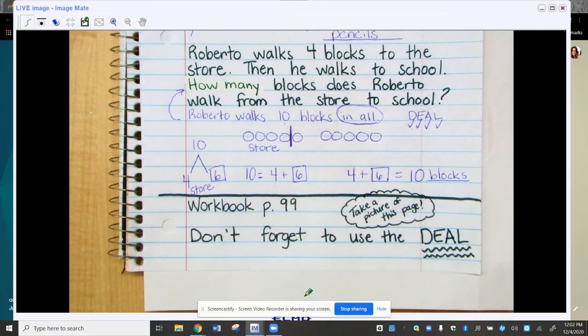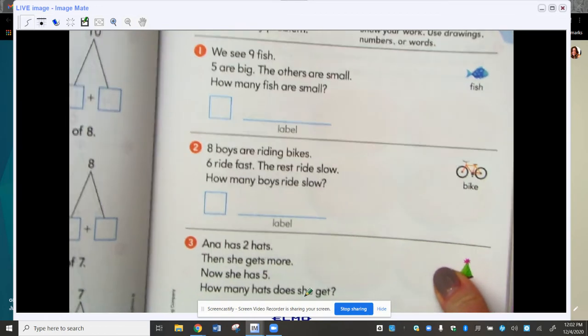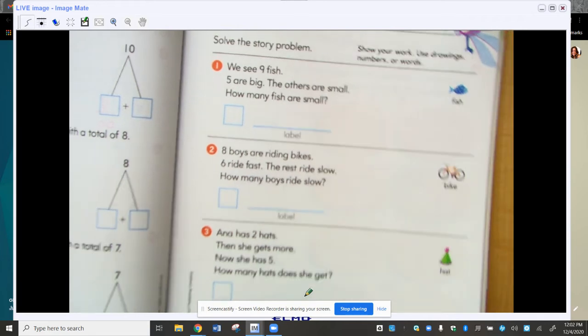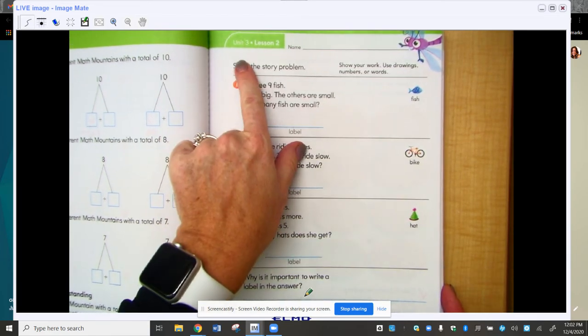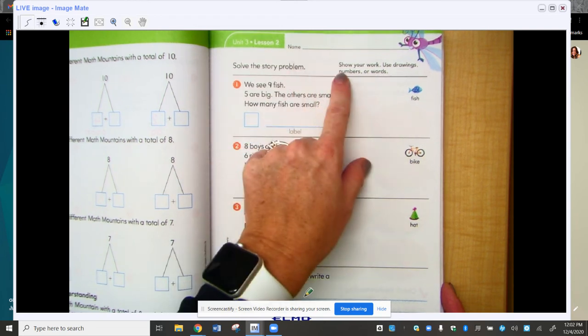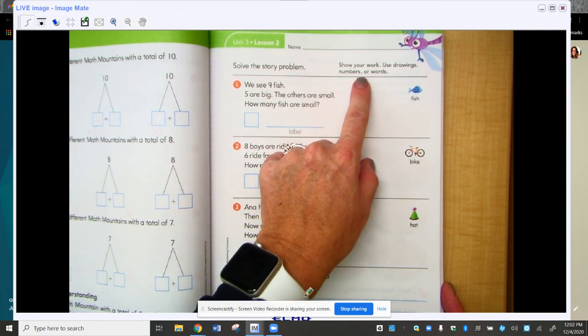And then I would like you to take a picture of your page so that you can show your teacher your very fabulous, wonderful thinking. So the math page looks like this. Oops, sorry, it's a little blurry. Okay, so Unit 3, Lesson 2, it says show your work using drawings, numbers, or words.